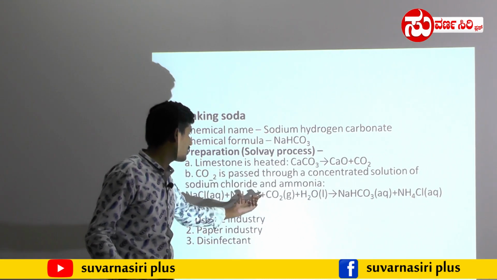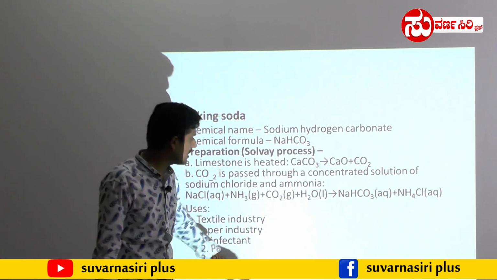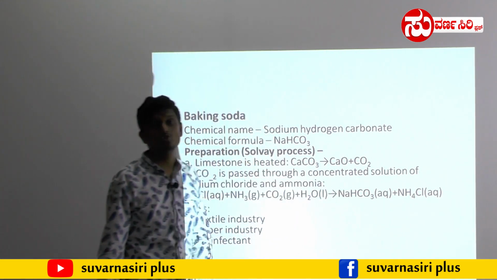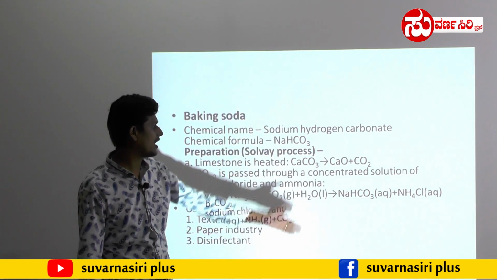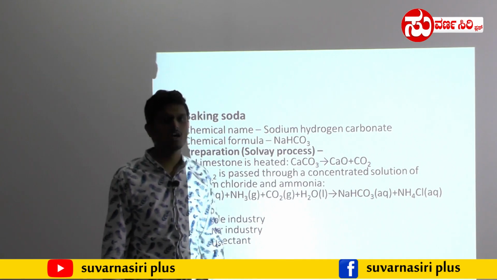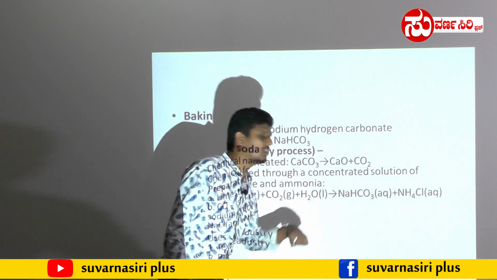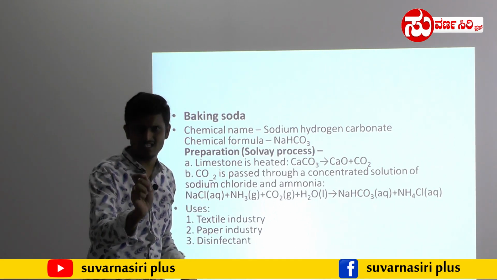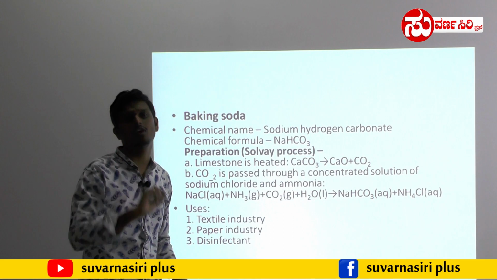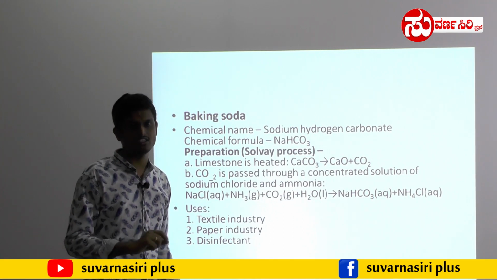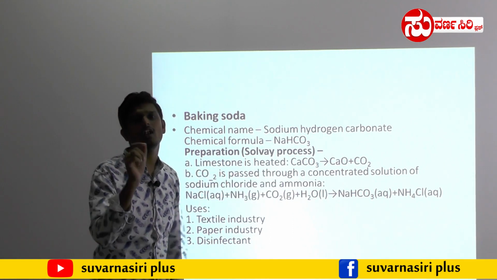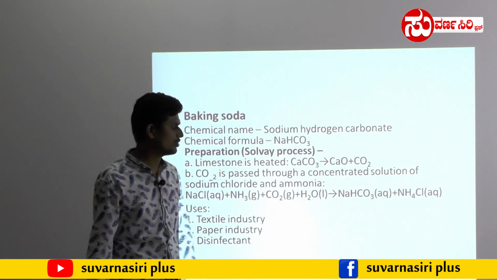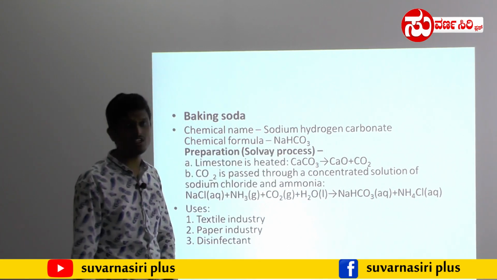For that aqueous solution of sodium chloride, we have to pass ammonia gas. Then later, if I pass carbon dioxide, the product formed is sodium bicarbonate. Along with that, ammonium chloride is formed. But our intention is to prepare sodium bicarbonate, that is baking soda. The simple reaction: NaCl plus H2O, you already know that one from the preparation of NaOH. NaCl plus H2O, then ammonia, NH3, by passing carbon dioxide into that test tube, we will get our product NaHCO3.